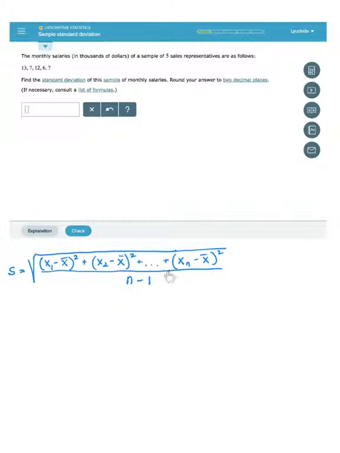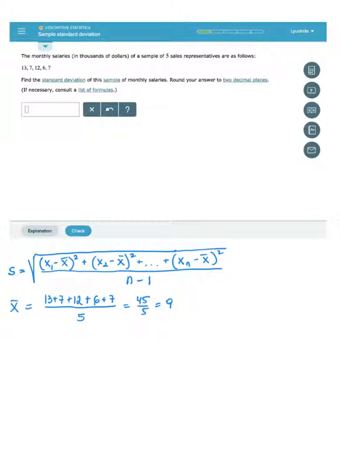Then you need to divide the sum of squares of differences between each element and the sample mean by sample size n minus 1. As you can see, this formula requires that we compute the sample mean first. To do that, we will need to find the sum of the elements and divide by the sample size of 5. Sample mean x bar is equal to 9.